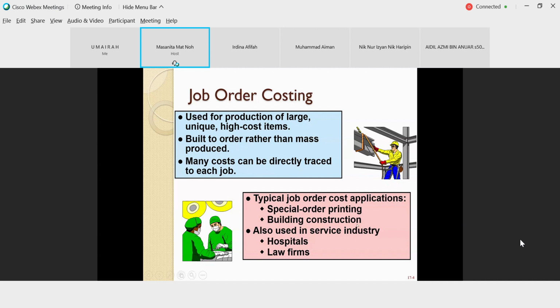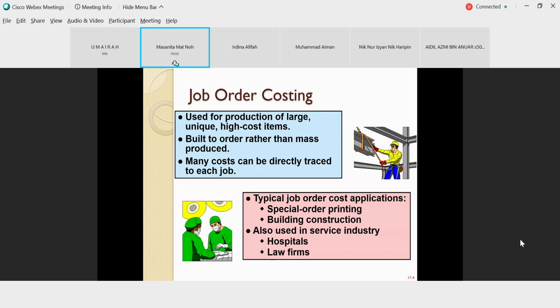Okay, and then building construction. Ini yang selalunya akan menggunakan job order costing. Okay. Kalau dalam servis pula selalunya hospitals, law firms especially. Law firms paling nampak lah because each case tu we require a different kind of costing. Okay, apa cost yang terlibat.